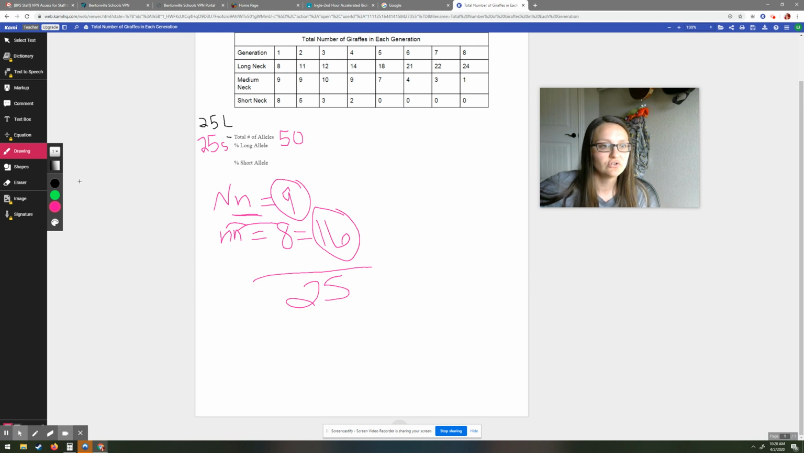So for long, there were 25. You're going to take 25 and divide by that 50, and that's going to give you 0.5. Then you multiply that times 100, and that gives you 50%.